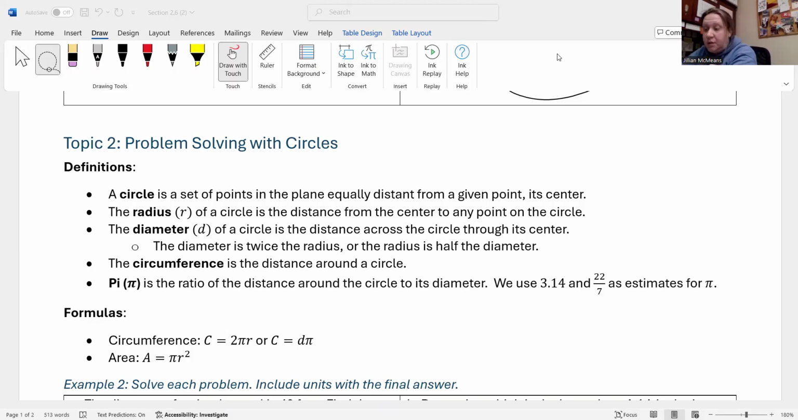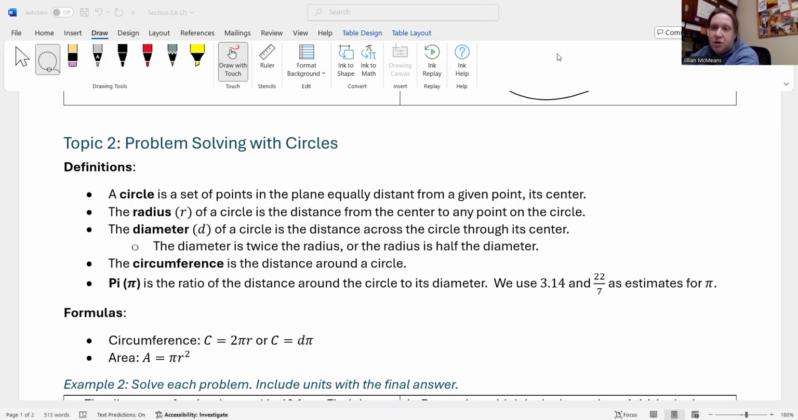Topic 2 is going to be about problem solving with circles, and there are several definitions and facts that I need to make sure you know before we start talking about area and circumference of circles. So first, a circle is a set of points in the plane equally distant from a given point, its center.